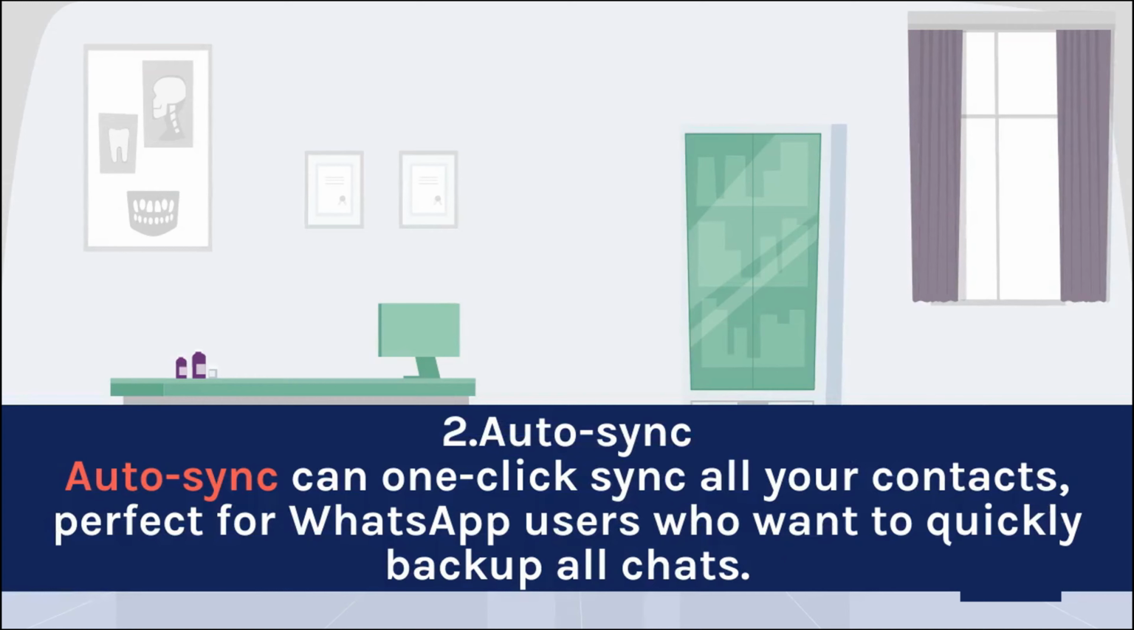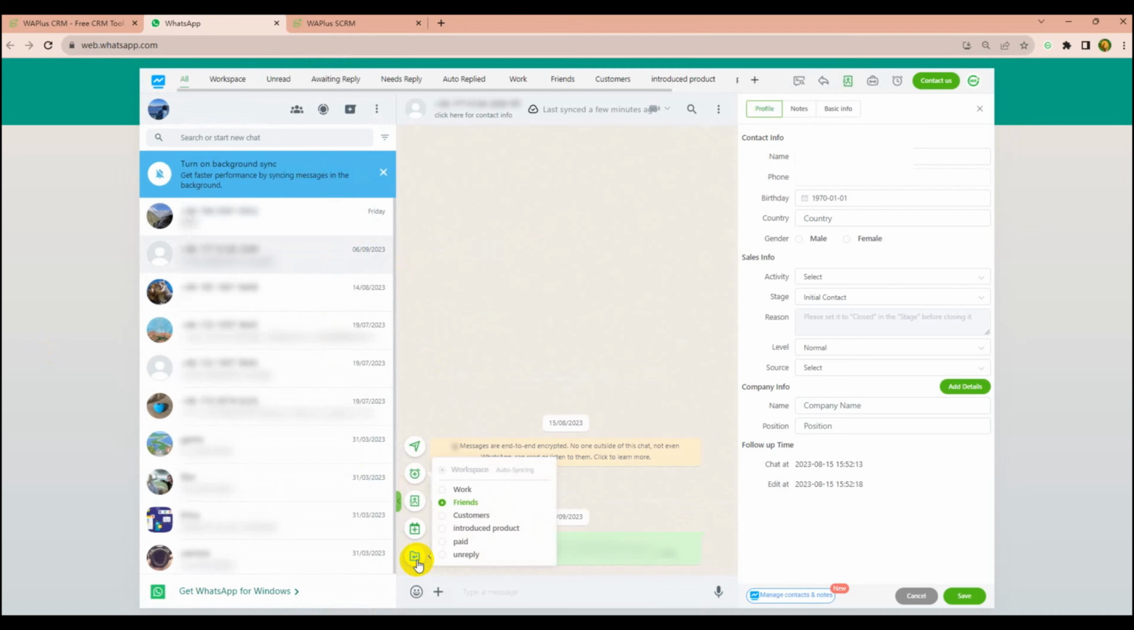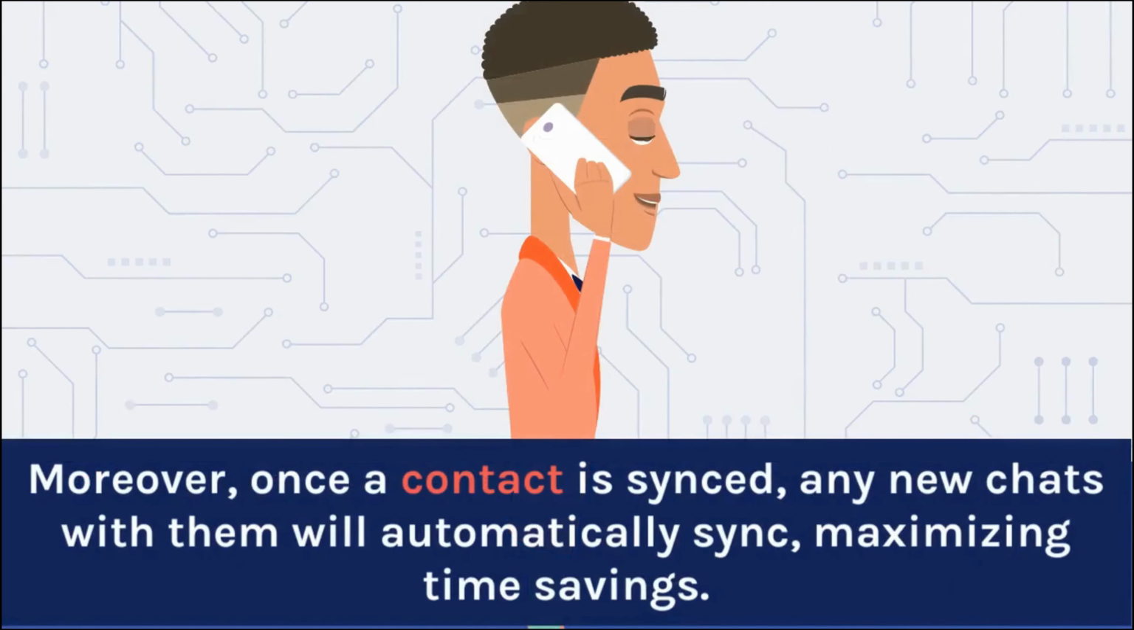Second, auto sync. Auto sync can one-click sync all your contacts, perfect for WhatsApp users who want to quickly back up all chats. After enabling auto sync, click the arrow to see it auto-syncing. After a few minutes, all contacts will be synced. Moreover, once a contact is synced, any new chats with them will automatically sync, maximizing time savings.